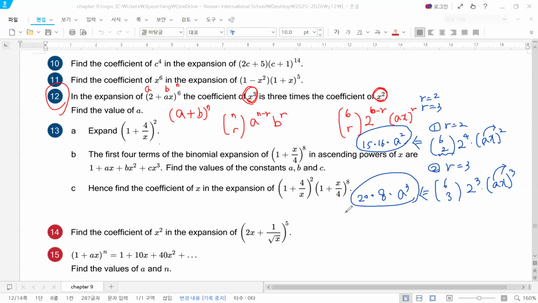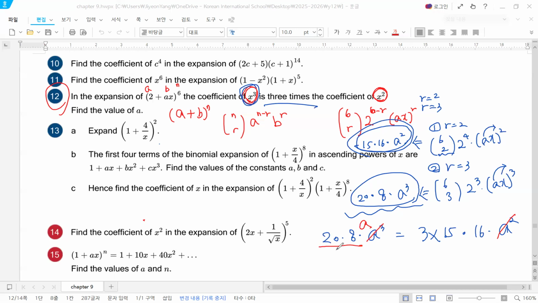So this one, the coefficient of x cubed is 3 times... So 20 times a cubed equals 3 times the coefficient of x squared, which is this one, 15 times 16 times a squared. So you need to solve this equation. Since there are two a's here, cancel them. What is left is just 1a, divided by 160, cancel down. Therefore, a equals 16 over 10.